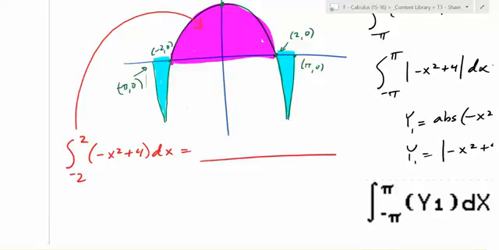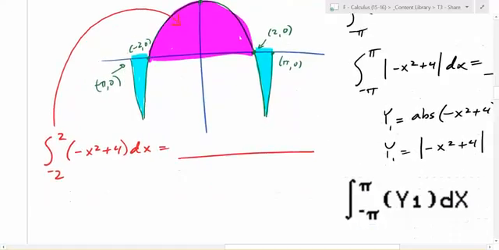So I have a question. If we want to do the blue one, why can't I do the integral from 2 to pi of negative x squared plus 4? Because if I were to integrate from 2 to pi, this would be negative, right? Because it's below the x-axis, but we want it to be what?